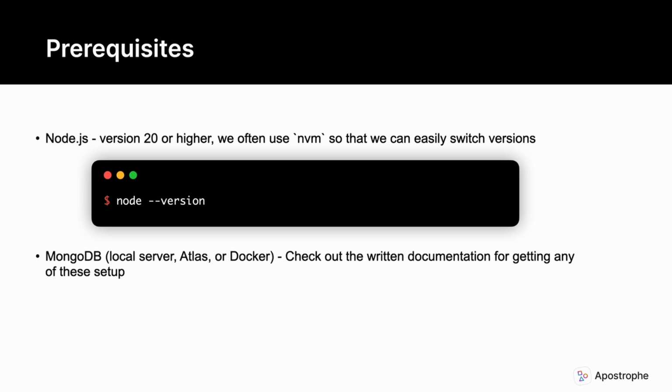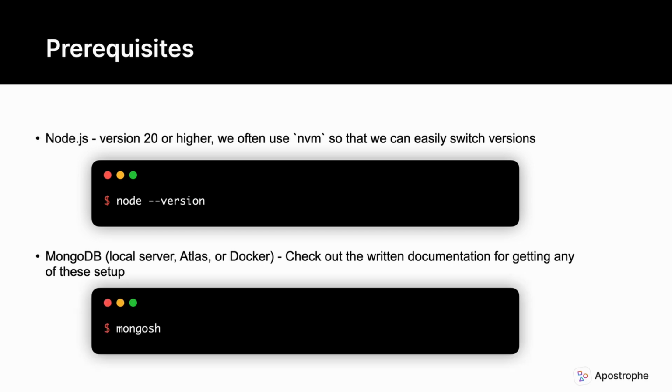ApostropheCMS uses MongoDB for content storage. There are a number of options of how you can do this. MongoDB has a community server you can run locally on your development system, and they also offer a cloud solution called Atlas. Finally, you can also use Docker or Podman to get a MongoDB instance running.